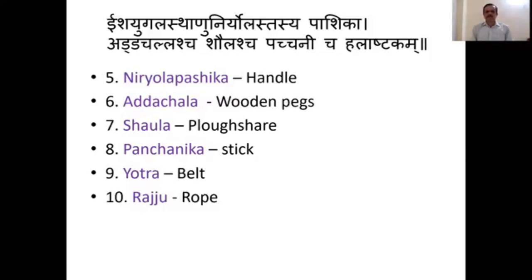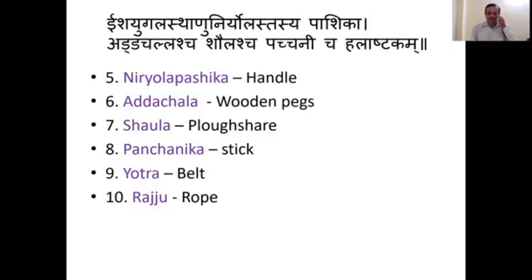Then Niryola Pashika, the handle. Addachalla, wooden pegs. Shaula, plowshare. Pachani, stick. These are the 8 parts. And also present are yotra and raju, that is belt and rope. These are also a part of the plow. In Krishi Parashara, these 8 parts are mentioned: Isha yugala sthanu, niryolastasya pashika, addachallascha shaulascha, pachani cha halashtaka.